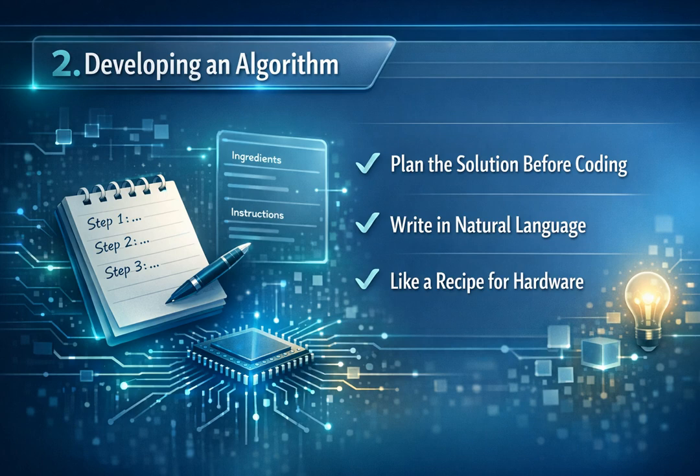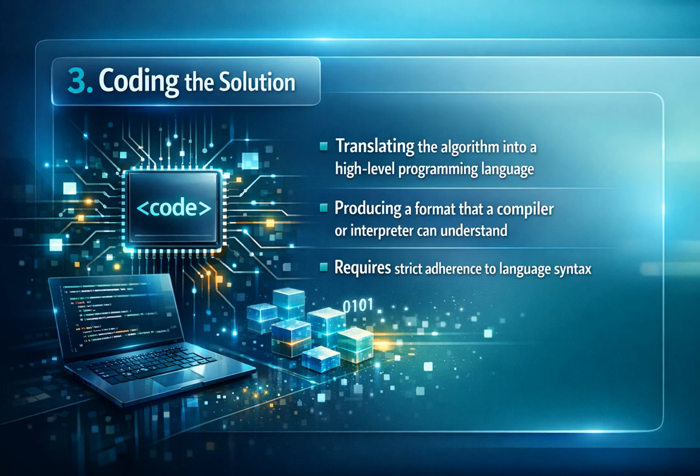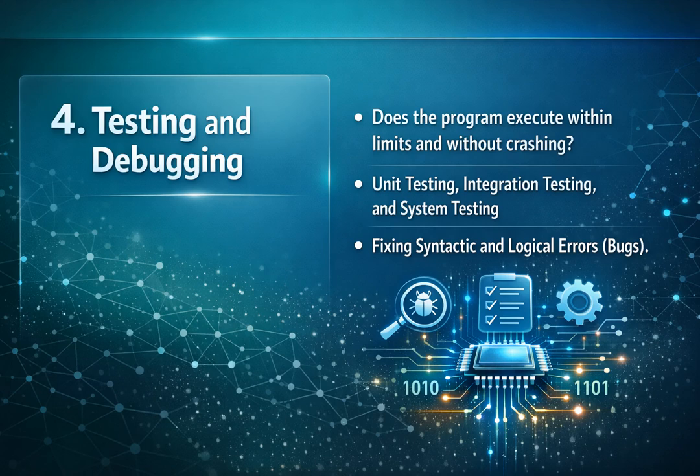Next, we develop an algorithm. You never type code blind. You devise a complete solution offline first. It acts identically to a highly detailed culinary recipe tailored strictly for digital hardware execution. Once the algorithm is complete, phase 3 is coding. Here, a developer translates human abstraction into a high-level language like Python, forcing the logic through a compiler or interpreter. Phase 4 is testing. The raw code must safely execute across wild variables without crashing servers. Software companies deploy brutal unit testing, continuously isolating hidden syntax bugs.